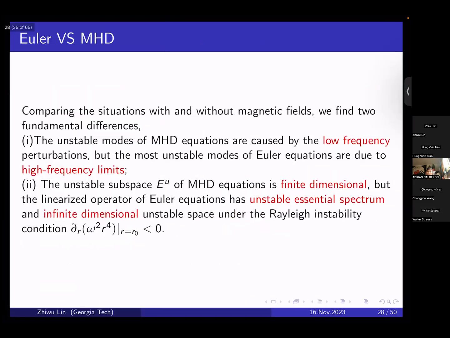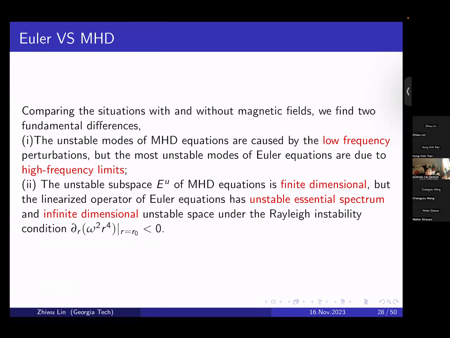Okay, now let's make a few comments. We can see that if epsilon tends to 0, the MRI criterion does not go to the Rayleigh criterion for epsilon equals 0. So this is a singular limit. And if you compare the two cases, you can see there are some other fundamental differences.